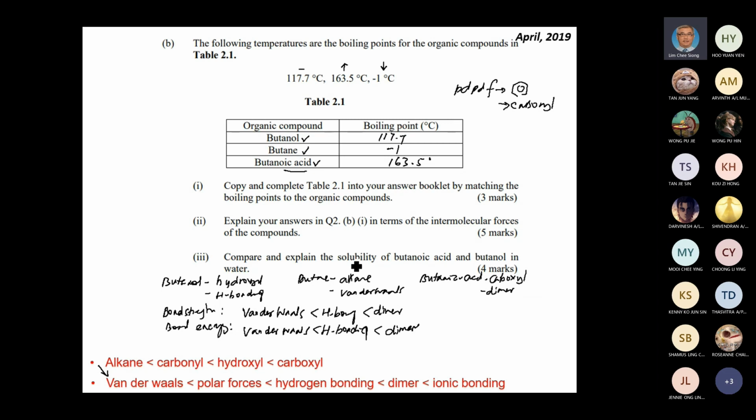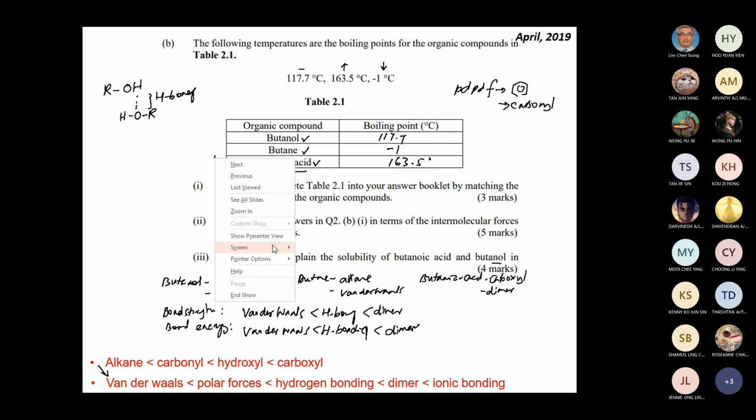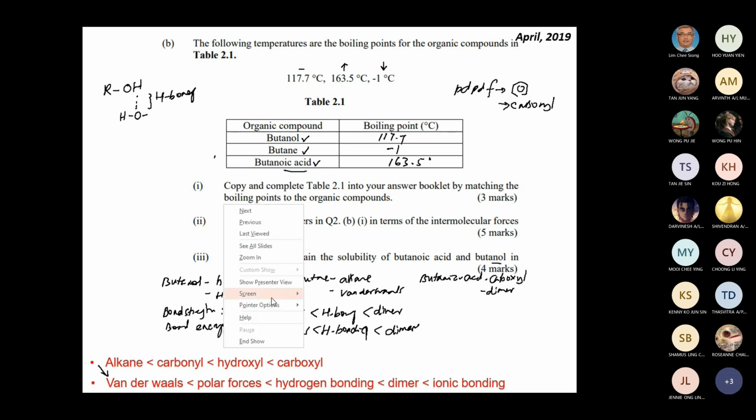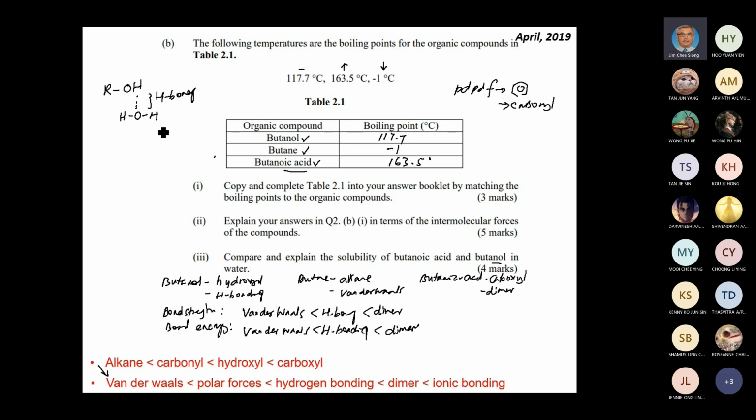Okay. Compare the explained solubility of butanoic acid and butanol in water. So you have to know about the difference. Let's say it's under alcohol, ROH. You connected to the O and the H with water. This is what we call hydrogen bonding, with water. Look here, with water, it's just only one hydrogen bonding can be formed.